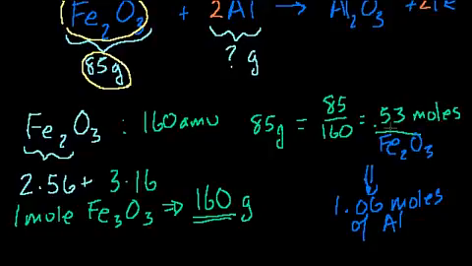I just took 0.53 times 2, right? Because the ratio is 1 to 2. For every molecule of this, we need 2 molecules of that. So for every mole of this, we need 2 moles of this. If we have 0.53 moles, you multiply that by 2, and you have 1.06 moles of aluminum. All right, so we just have to figure out how many grams is a mole of aluminum, and then multiply that times 1.06, and we're done.